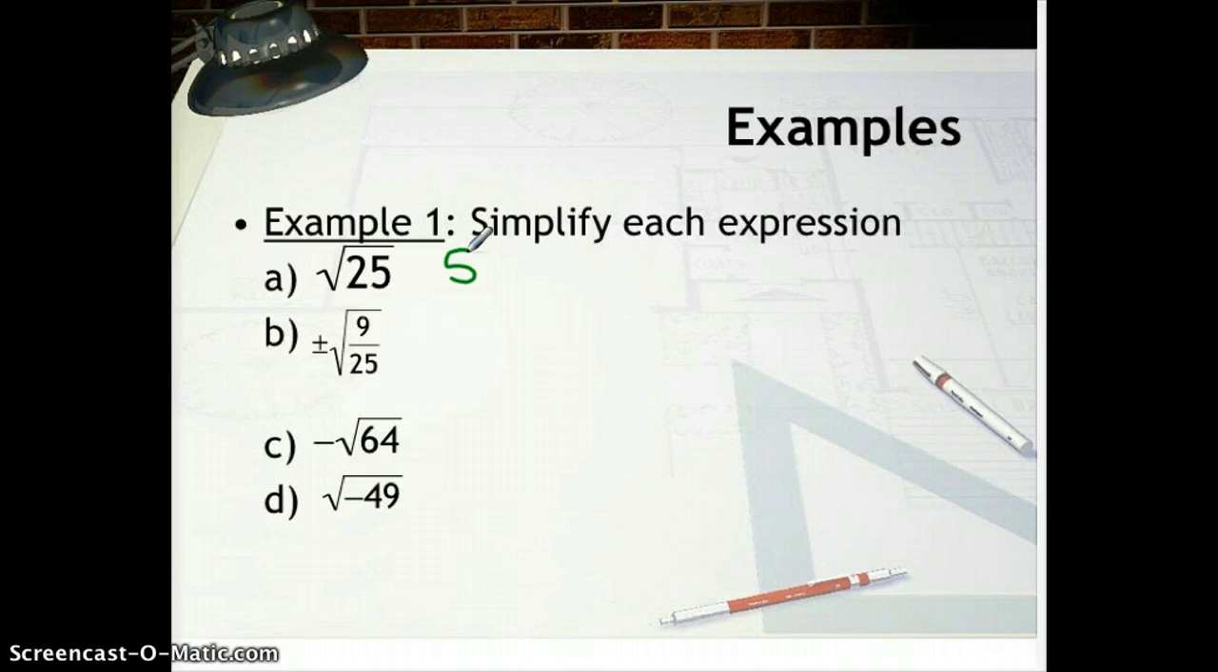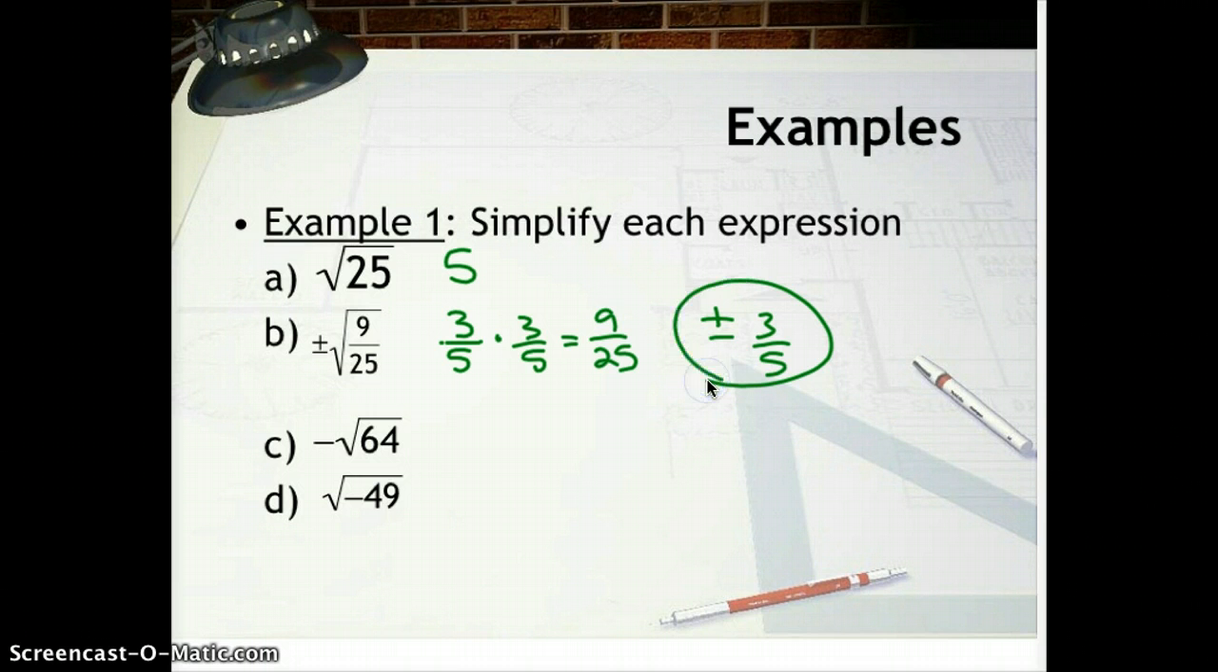The next one asks for the plus or minus square root of 9/25. I'm asking that you try this without a calculator. It's helpful to kind of break it up into two parts. The square root of 9 on the top is 3. The square root of 25 on the bottom is 5. We know that 3/5 times 3/5, because we just multiply straight across, is 9/25. I'm asking for both the positive and the negative, so here I want plus or minus 3/5.